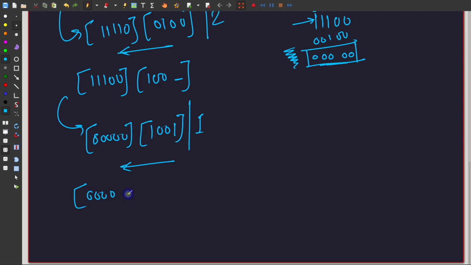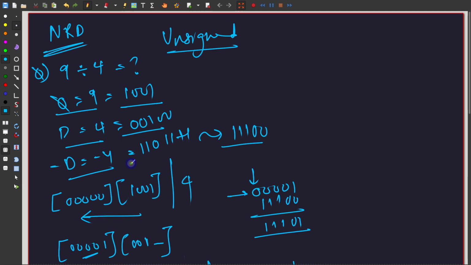So 0 0 0 0 1, and you end up with 0 0 0 0 1. Whoops, 0 0 1 blank. Now look at the accumulator. Accumulator is 0 0 0 0 1. Now look at this. This value here is a 0, which means that this whole quantity is a positive. So you add a minus D to it.